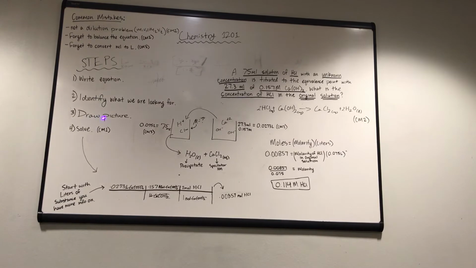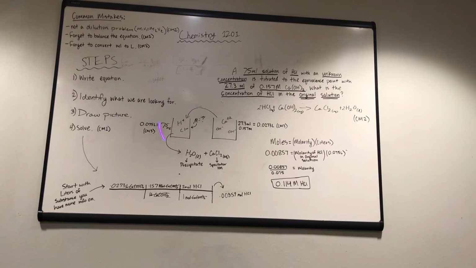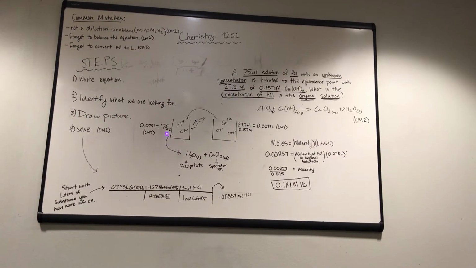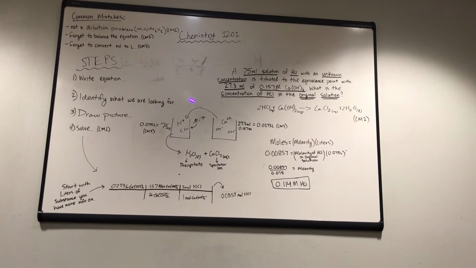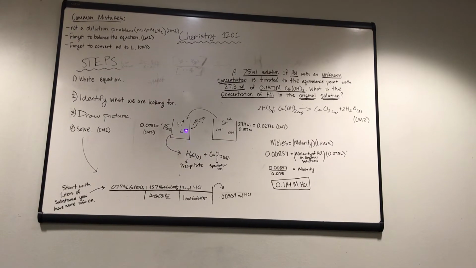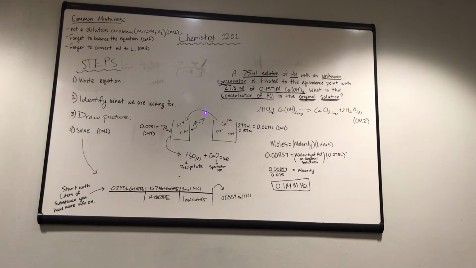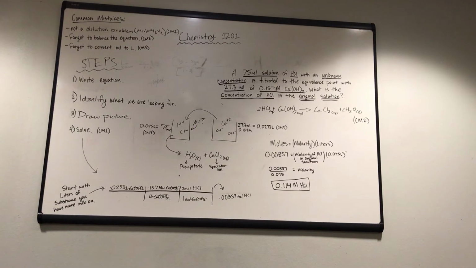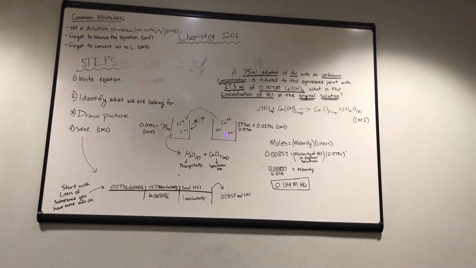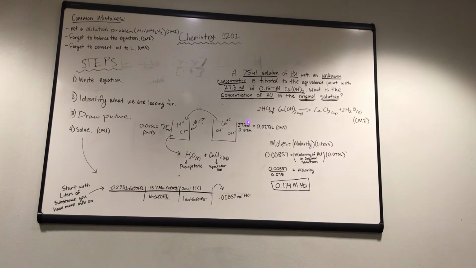After this, we want to draw a picture to show what is happening in this whole problem. In our first beaker, you can see that we have the HCl, which is a strong acid, split up into H and Cl. And we have 75 milliliters of this, which is 0.075 liters, but we don't know the molarity of it. In the second beaker, we have the Ca(OH)2, which is a strong base, so it is able to be split up into Ca2+ and 2 OH negatives.